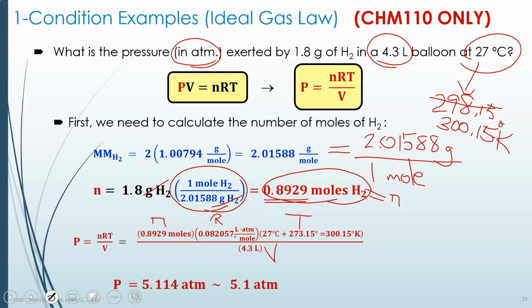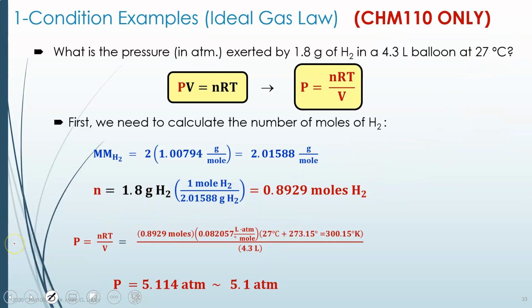You'll notice while this number has 4 significant digits, it was from a number with only 2 significant digits. So it's really 2 sig figs for that number. And this number started with 2 sig figs as well. And this number, the volume, started with 2 sig figs. So we need to round our answer to 2 sig figs, or 5.1 atmospheres.